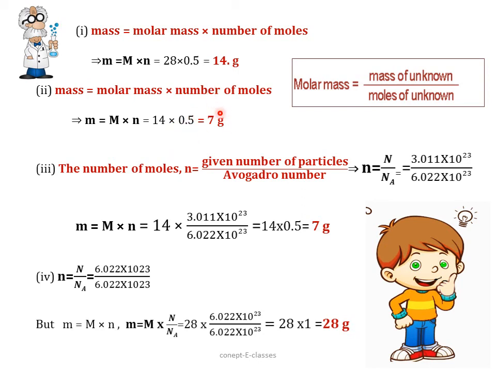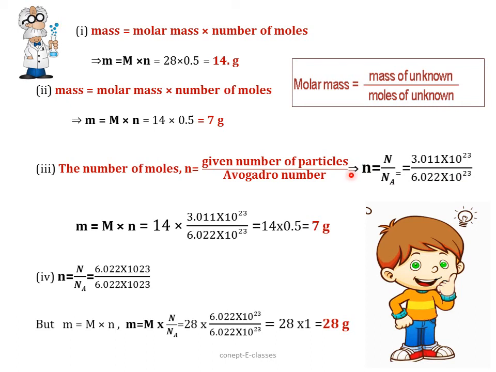Hence the answer is 7 grams. Now in the third case, we have to calculate the mass from 3.011 into 10 raised to 23 number of N atoms. So the number of particles is given. Hence, how can we find the number of moles? Number of moles can be found out by dividing the given number of particles with the Avogadro number. That is 3.011 into 10 raised to 23 divided by 6.022 into 10 raised to 23. Hence, we'll get the number of moles.